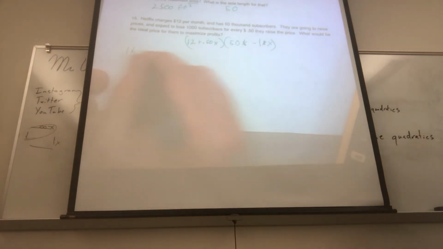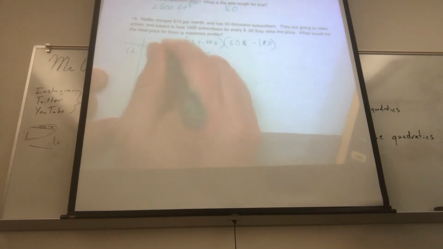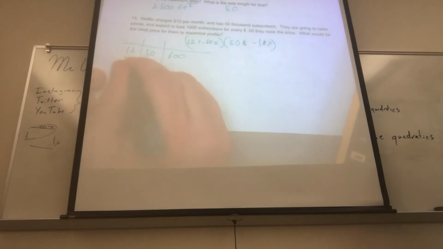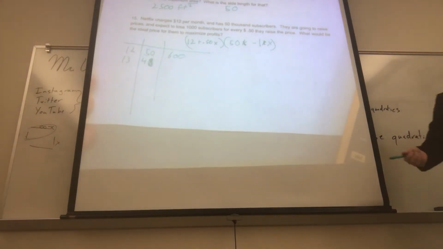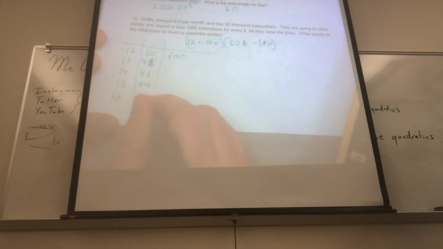I didn't want to do every 50 cents on this because I didn't want to take the time. So I just went by dollar amounts to go through pretty quickly. If it's $12 and we have 50,000 people, that's going to be 600,000 a month. 13 would put us down to 48. Because remember, we are losing 1,000 people for every 50 cents. So it's 2,000 people for every dollar that we put it up. 14 is going to put us at 46. 15 is going to put us at 44. 16 puts us at 42. 17 puts us down to 40.